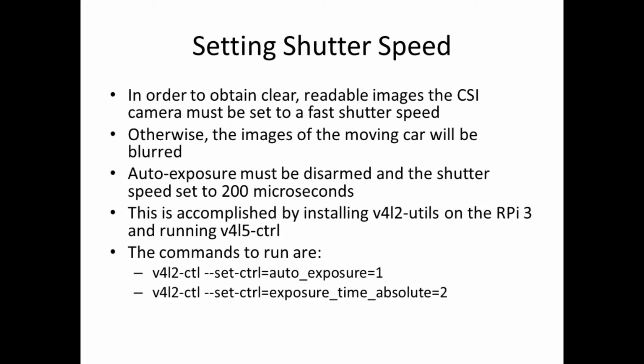This is accomplished by installing V4L2 dash utilities on the Raspberry Pi 3, and then running the video for Linux 5. Actually, that should be video for Linux 2 dash control. Here are the commands that will do this. The first line will disarm the auto exposure, and the second line will set the shutter speed to 200 microseconds.